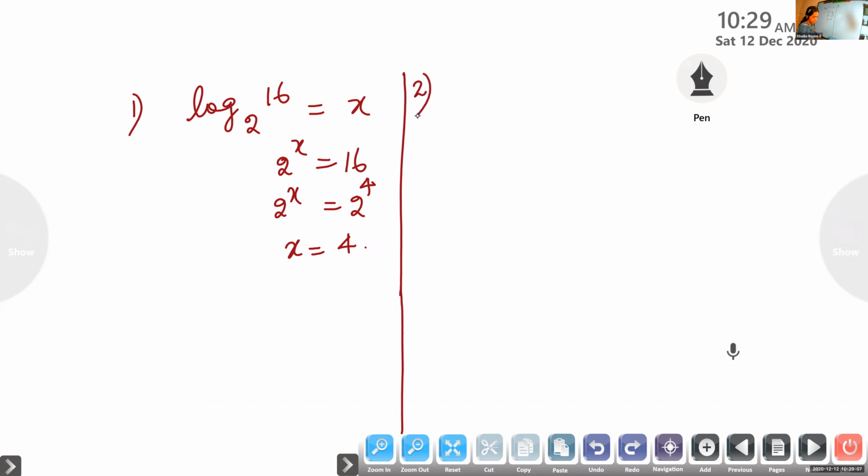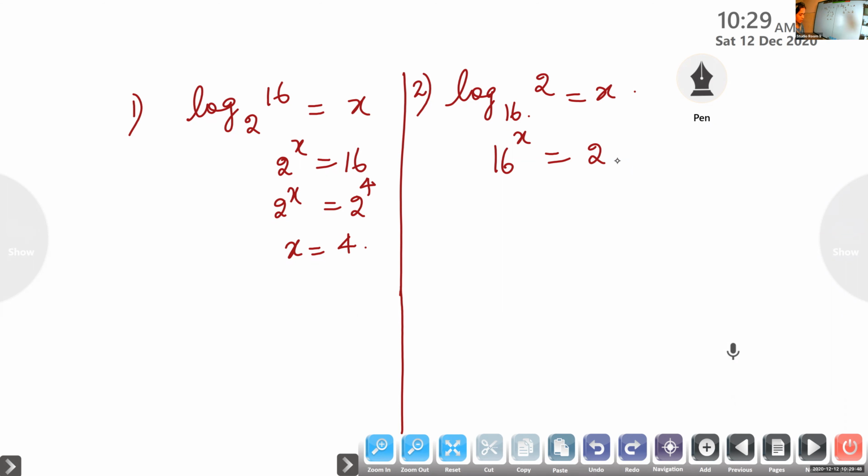Now, the second one. Find log 2 to the base 16. We want to find the value of this one. This value we don't know, you take it as x. Then, the next step, convert logarithm to exponential form. 16 raised to x is 2.